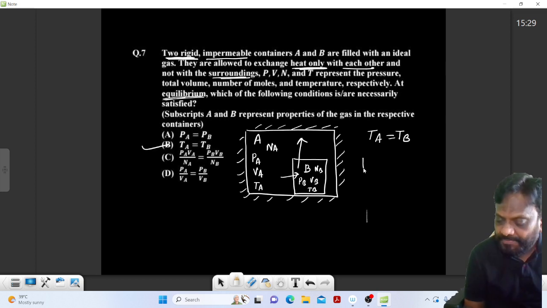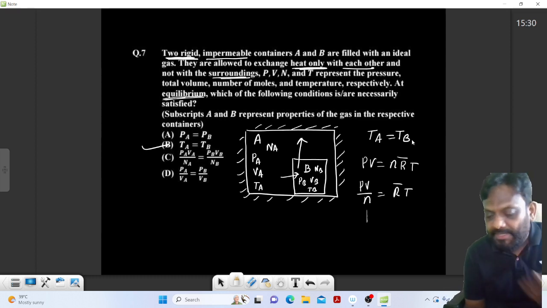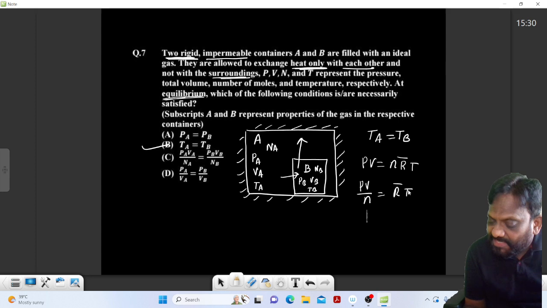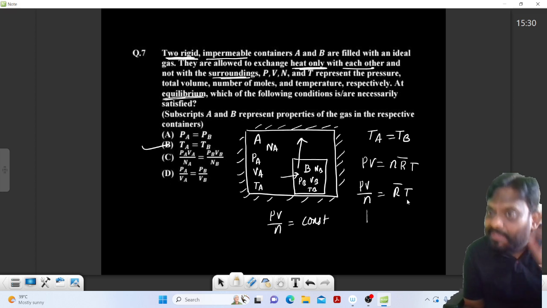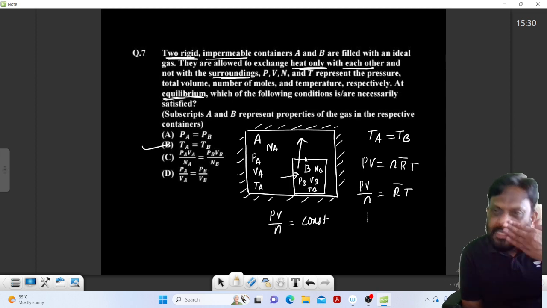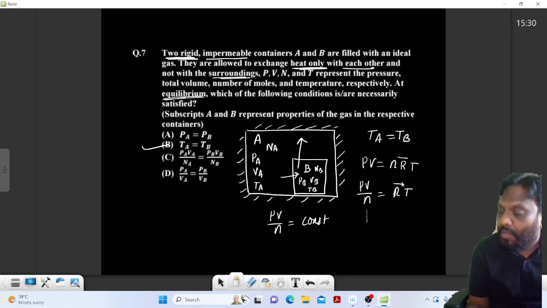But please note down that PV is equal to nR̄T. So now, can I write this as PV by n is equal to R̄T? Yes, sir. So under equilibrium, temperature is already same. When temperature is same, R̄ is the universal gas constant. So under equilibrium, PV by n must be constant. Let me repeat, sir. Under equilibrium, one loses heat, the other gains, until they reach the same temperature. Once the equilibrium is reached, my dear friends, temperature is same. So already R̄ is same.